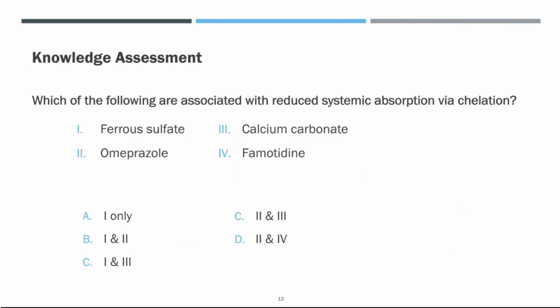So we have our first question of the day. Which of the following are associated with reduced systemic absorption through chelation? We have ferrous sulfate, omeprazole, calcium carbonate, and famotidine. Let's take about 15 to 30 seconds to answer this, not more than that. It can be more than one if you think there is more than one answer.